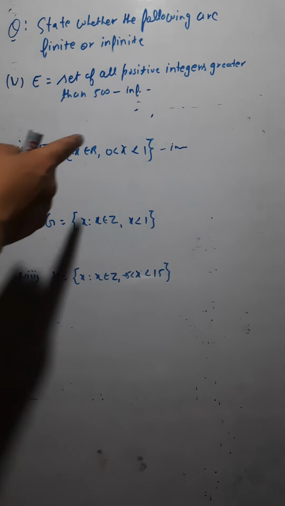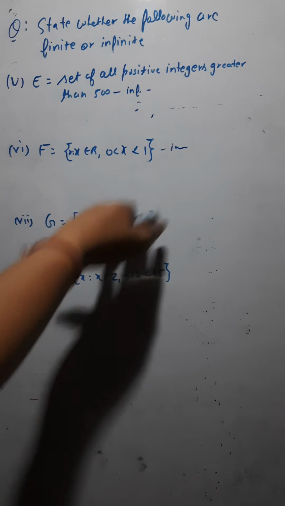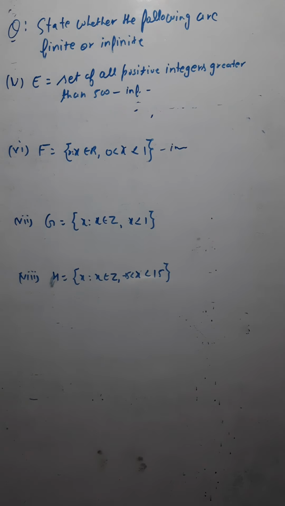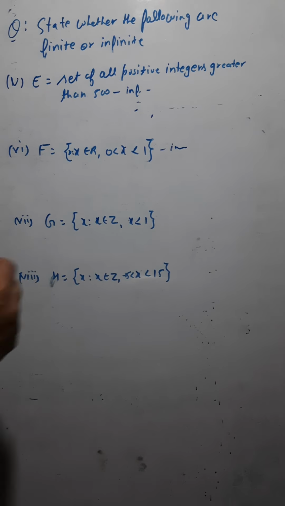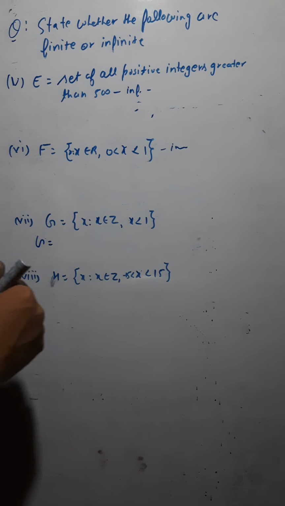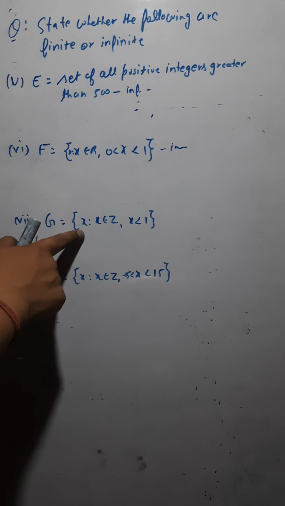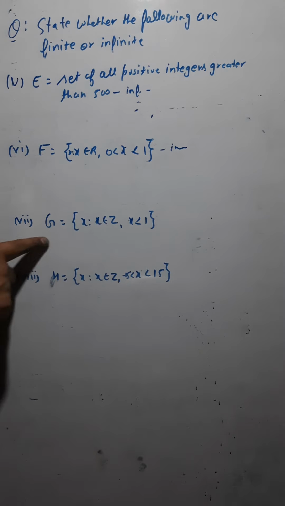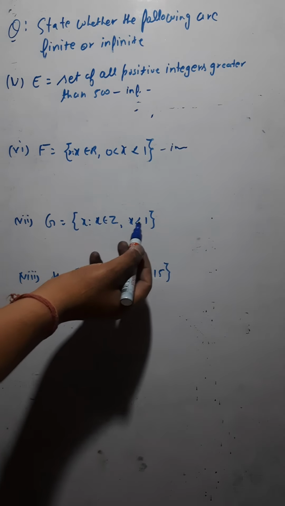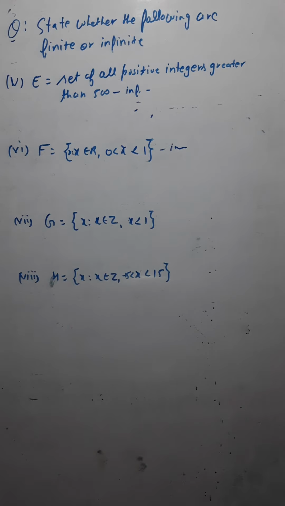Getting it or not? So all the numbers between 0 and 1, there are infinite numbers there. Infinite number of elements they are there. Okay. So now let's take another example, that is, you have set G, and that set G contains all the elements which belong to the set of integers, and these integers are less than 1. So how many integers are less than 1?